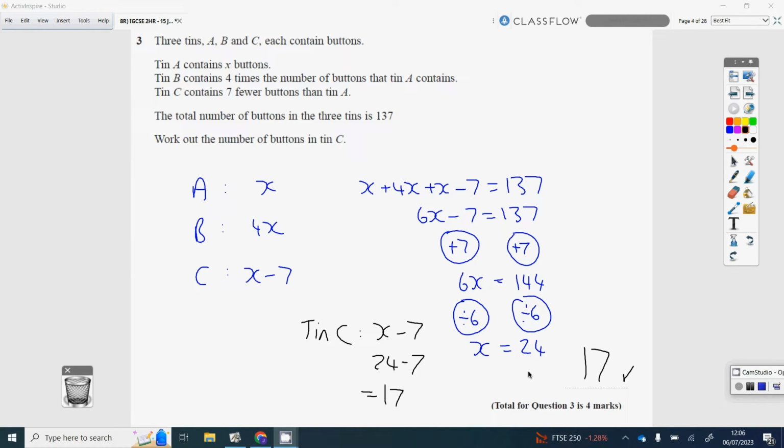Now that's what X is. But we're being asked to work out the number of buttons in tin C. Now tin C has whatever X is, take away 7. So tin C has got 24 being X, take away 7. 24 take away 7 is 17.